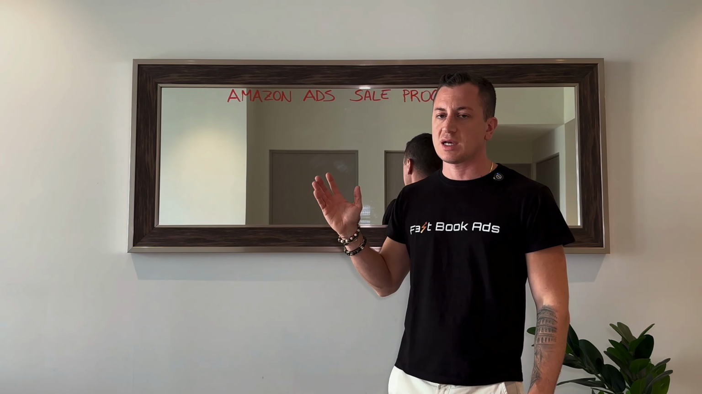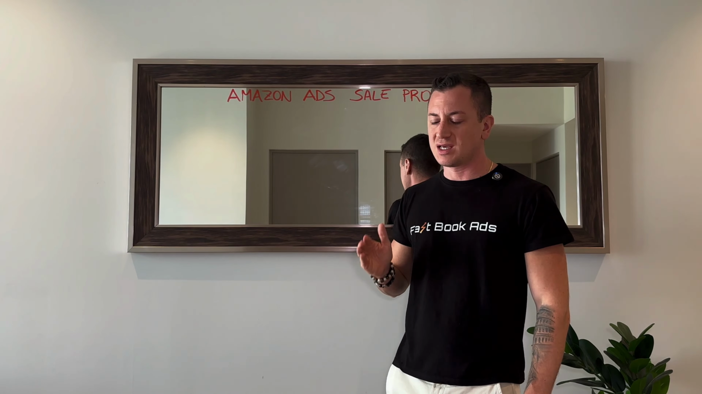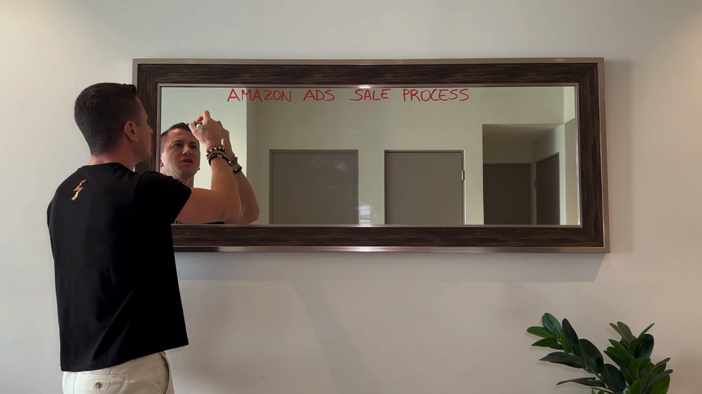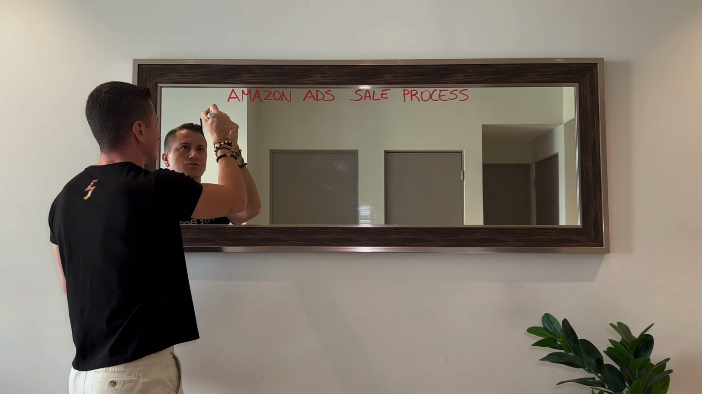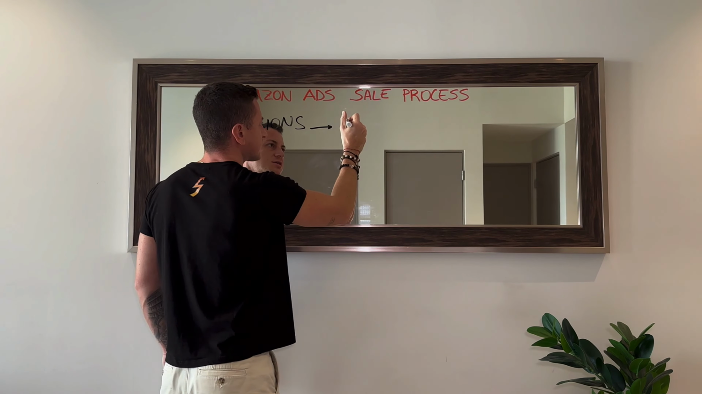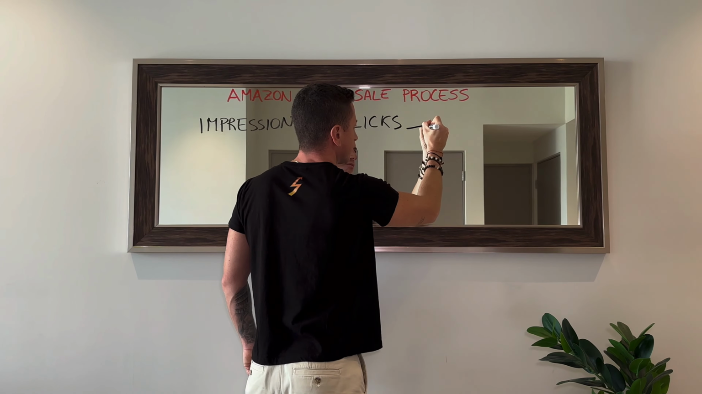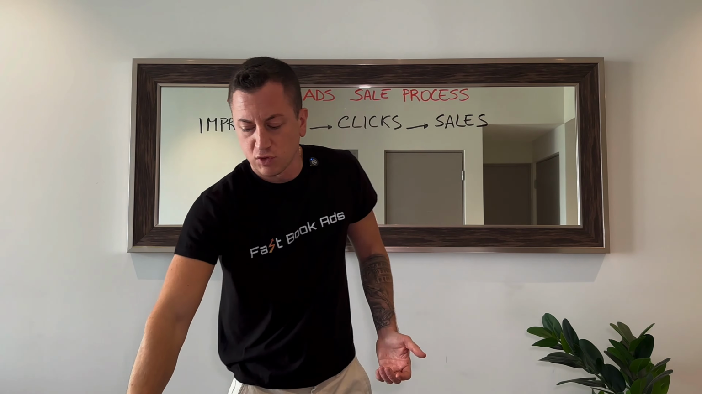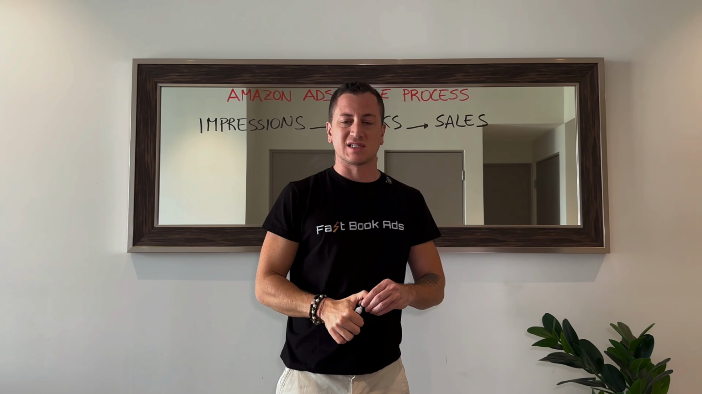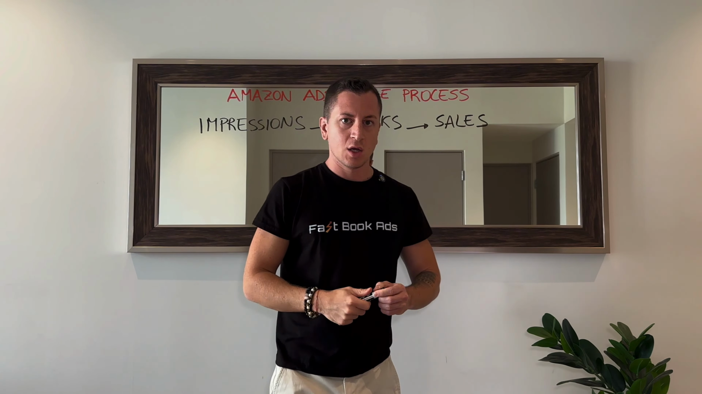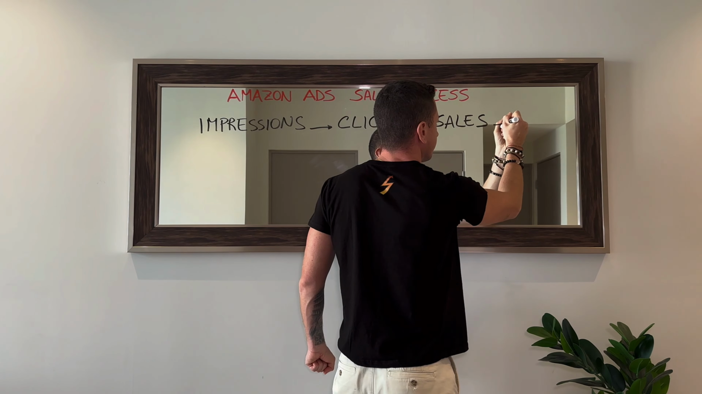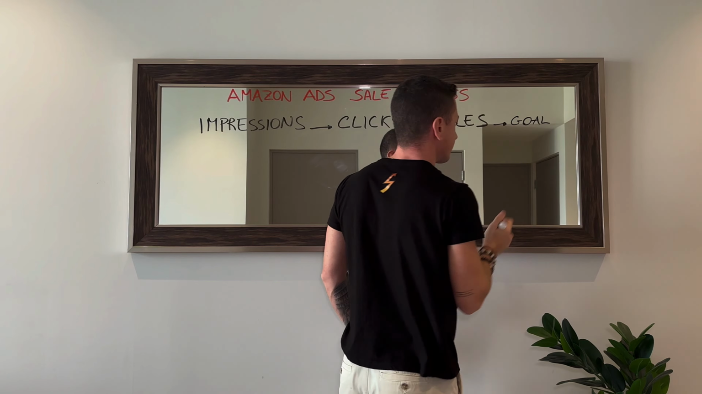So first of all, I want to be sure that this concept, the Amazon ads sale process, is clear to you. In the Amazon ads sale process, everything starts with impressions. Then we have clicks, and just at the end, we have sales. Why do we launch Amazon ads? Obviously, because we want to get as many sales as possible. Okay, so getting sales is the goal of Amazon ads.